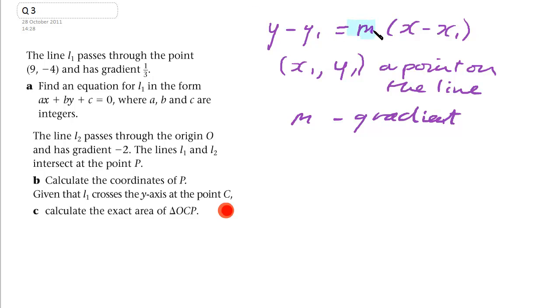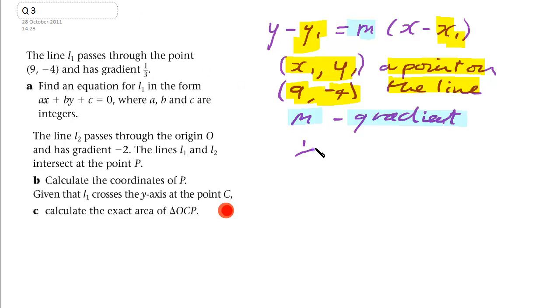So the gradient m is that bit, and we know that (x1, y1) is a point on the line. In this case, we have the point (9, -4) as our point on the line. So I'm going to substitute those in. My gradient is a third. Put those all into the right places and we'll get the right answer.